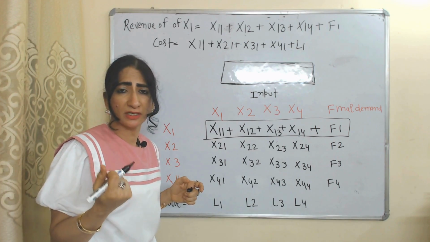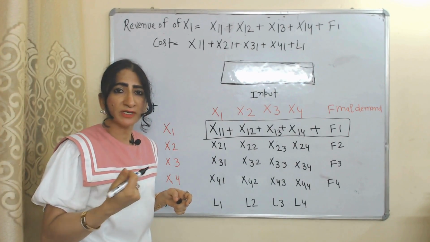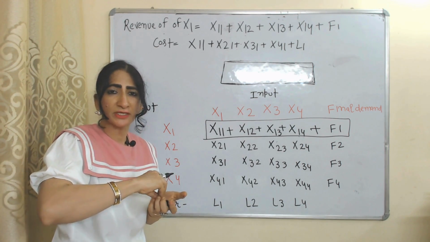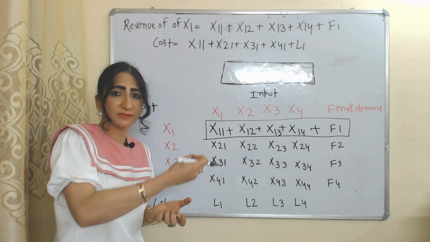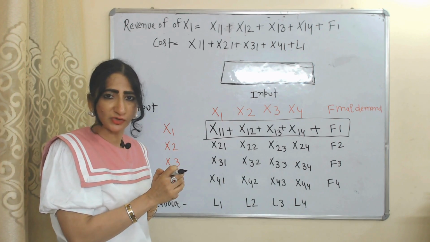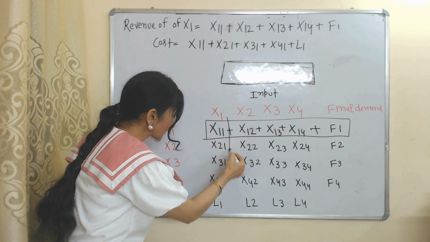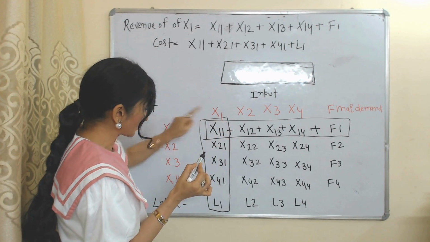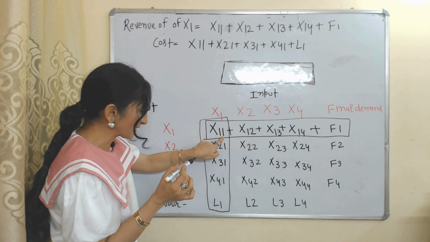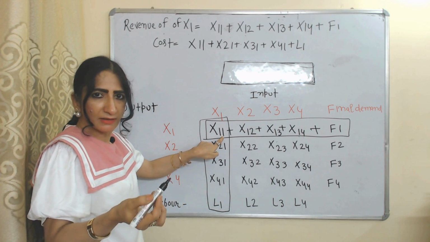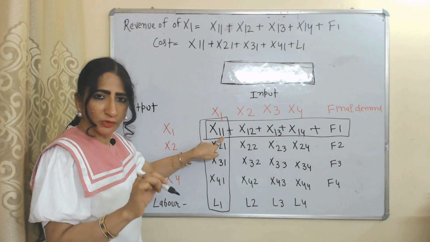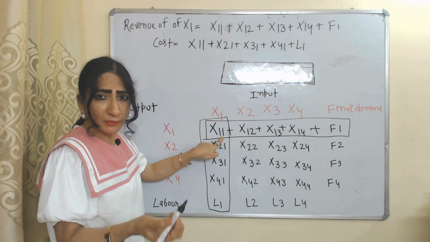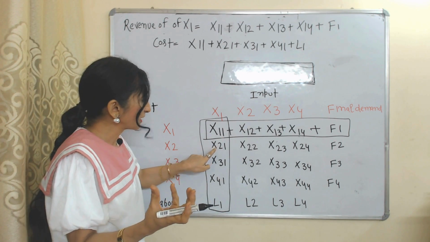What about cost? Cost means if you buy input, obviously this is cost, and the cost includes input which the industry is buying from other industries. So this column, this part, will be called the cost of the X1 industry. X11 represents the industry using its own output as an input. If they are using their own output as an input, this is part of their cost, no?